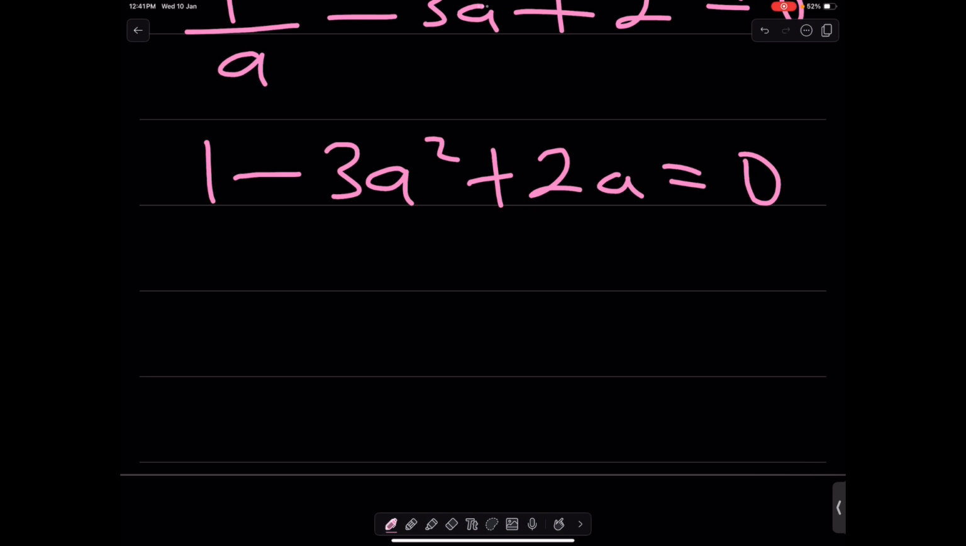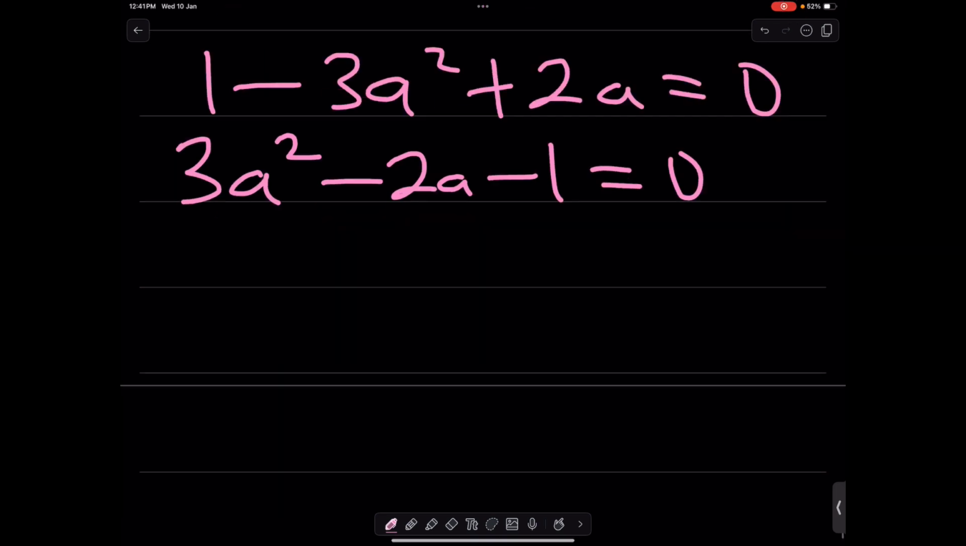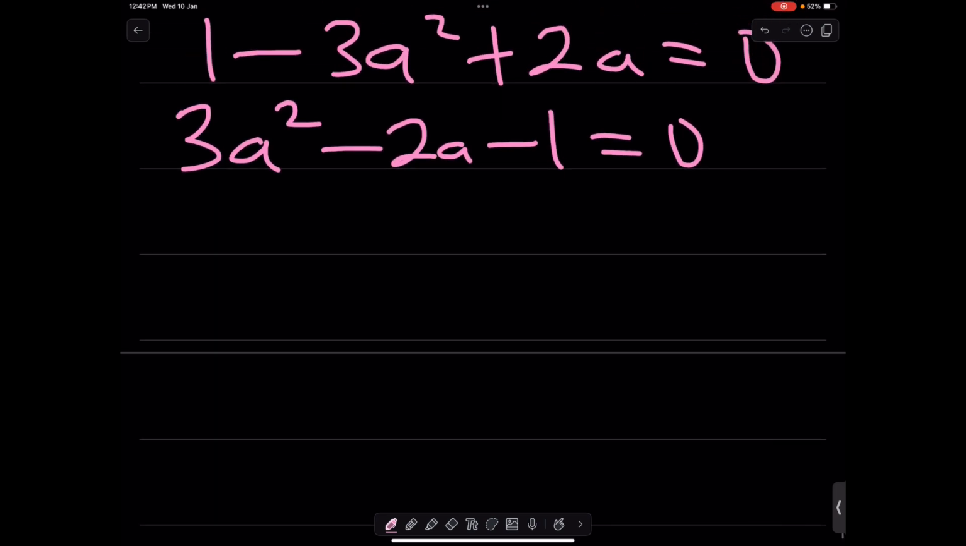Okay, let's move the whole of the left-hand side to the right-hand side. Minus 3a squared will become 3a squared, plus 2a will become minus 2a, and plus 1 will become minus 1, equals 0. Now we can solve this quadratic equation by the factorization method. That simply means 3a squared, minus 1. What do we add to get minus 2a and multiply to get minus 3a squared?